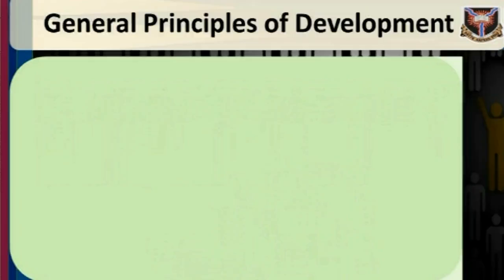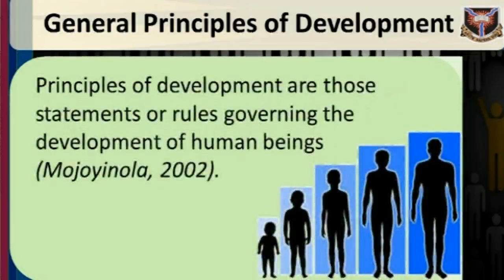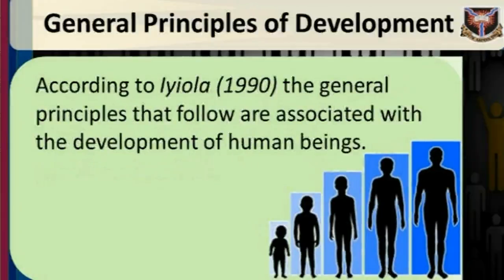General principles of development. By principle, we simply mean a statement or rule by which certain events under normal circumstances will have to occur. Therefore, the principles of development are those statements or rules governing the development of human beings (Mojonyola, 2002). According to Iyola, 1990, the general principles that follow are associated with the development of human beings.